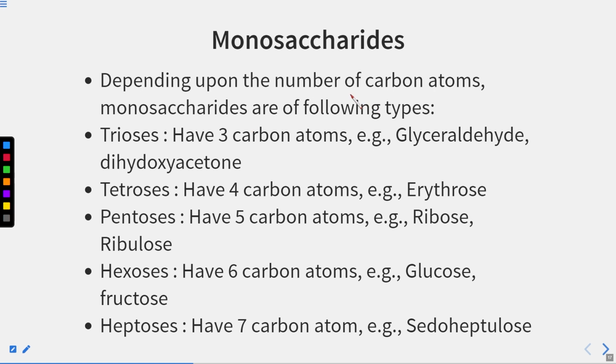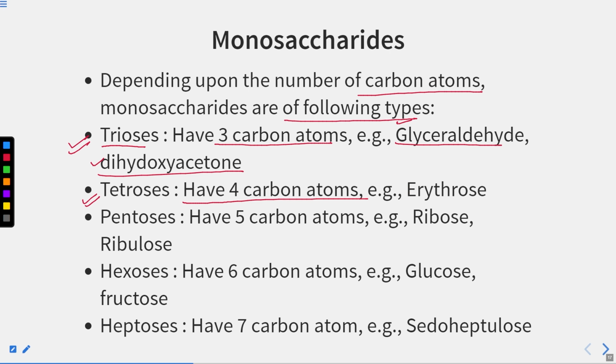Now, monosaccharides, depending upon the number of carbon atoms, are of the following types. Triose has 3 carbon atoms; glyceraldehyde and dihydroxyacetone are examples of the triose. They have 3 carbon atoms in them. Now the next is the tetroses. They have 4 carbon atoms. Example, erythrose.